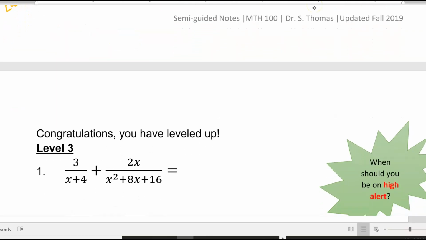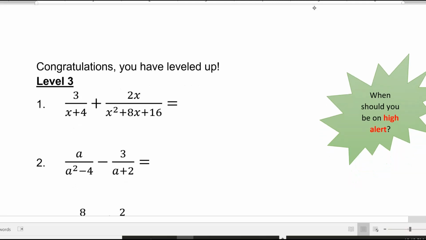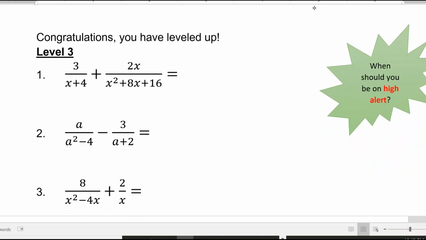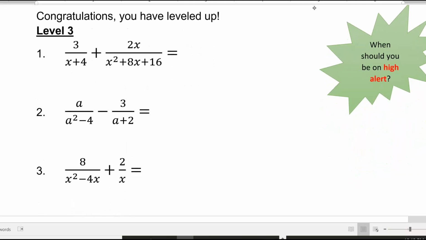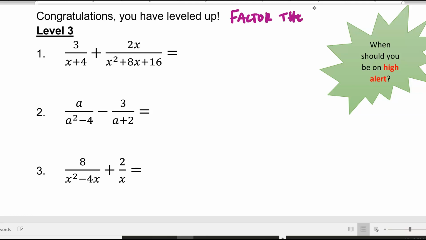All right, we have moved on to the next level. So congratulations, you have leveled up to level 3. Now in this level, the first step is to factor the denominators first before determining the LCD.